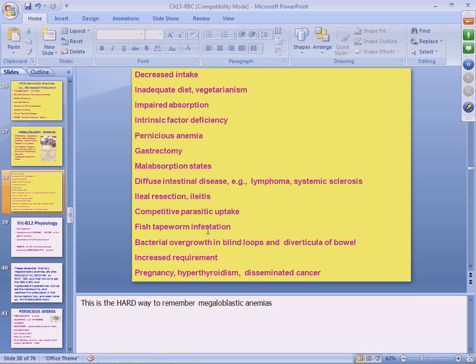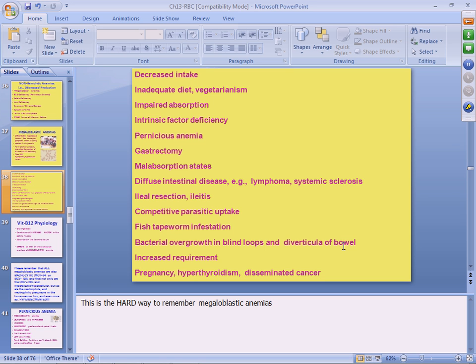Let's say that you have something called a blind loop or diverticula of the bowel, in which you have an area of your bowel that is not passing food or feces or liquids through very well, and therefore they're being overgrown with bacteria. What if I told you that that bacteria really loved that vitamin too, not just you, and it was taking away from you? That's another reason.